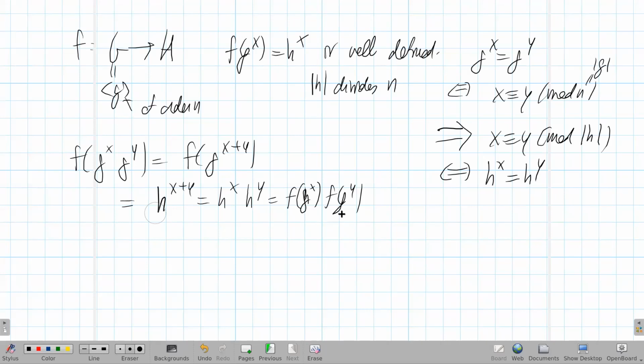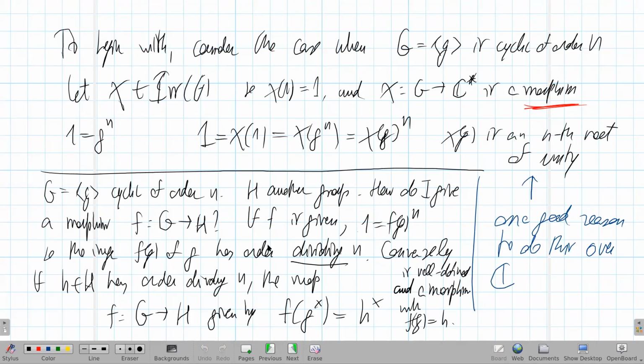So this is an elementary yet important fact: to give a morphism from a cyclic group of order n to another group H, you just send g to any element of H you please, provided this element has order dividing n. We have seen that this is a necessary condition, and it's also sufficient because of this argument. And remember the well-definedness, which is important. Good, but then the end result is quite easy, because you have an irreducible character, okay?